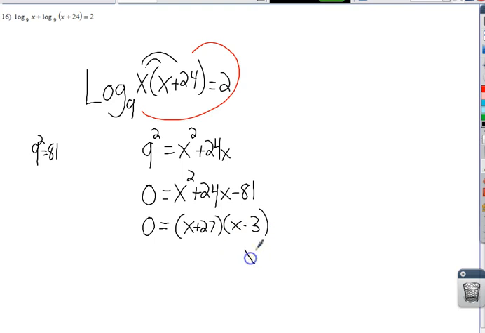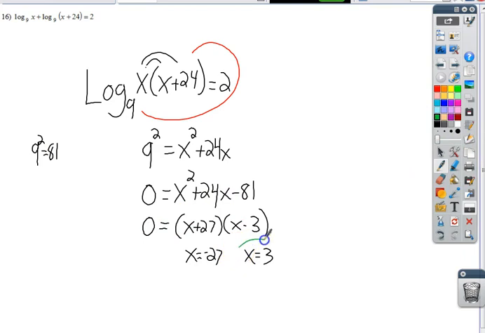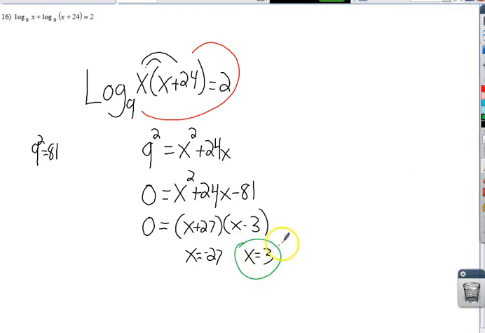Well, this gets me an x equal to 3. And this gets me an x equal to negative 27. Well, kind of. Putting 3 in here, 3 plus 24, 27. Cool. Putting 3 in there gets me a 3. All right, 3, you're good to go as an answer. You don't make the inside of a log negative. Negative 27. Negative 27 plus 24, negative 3, oh bother.